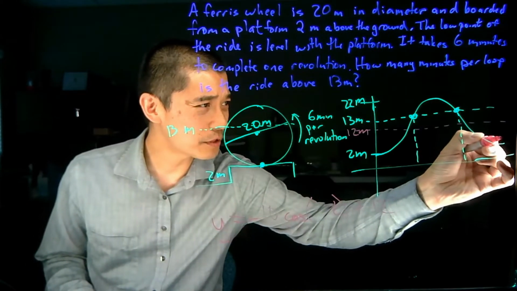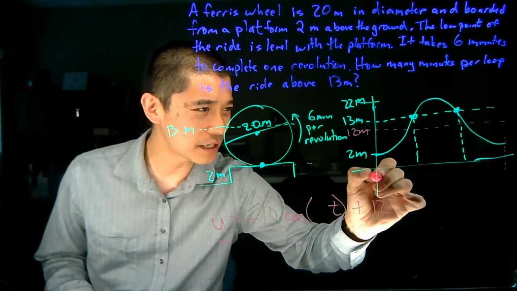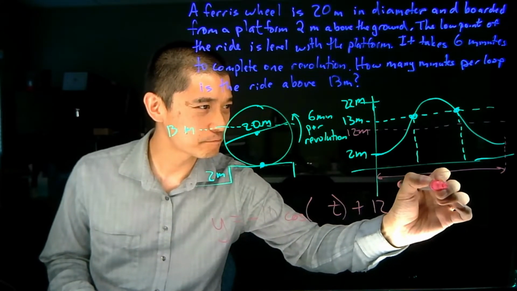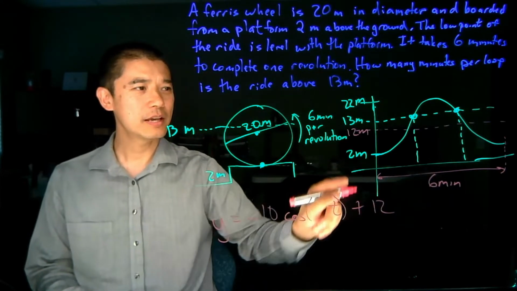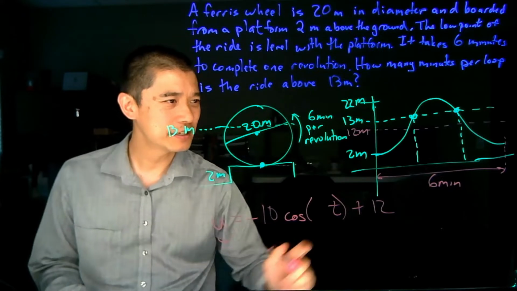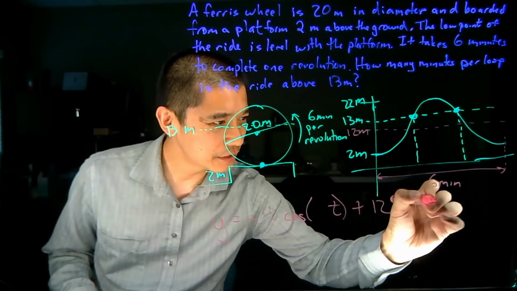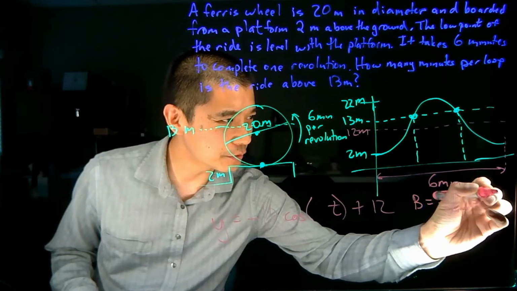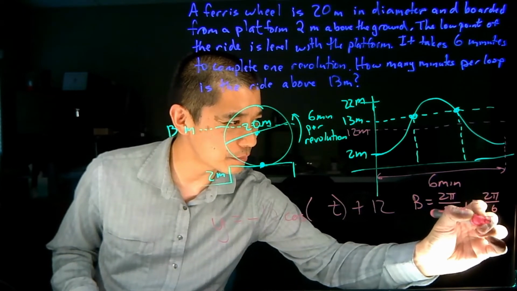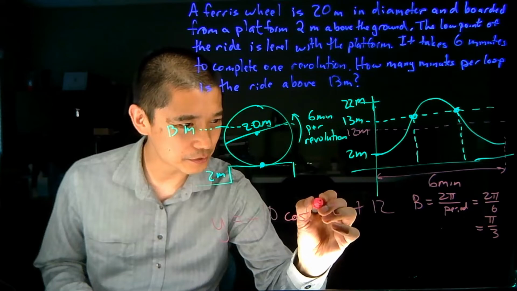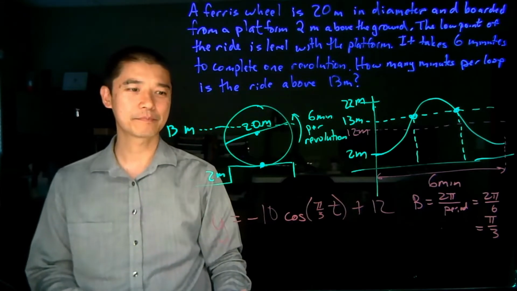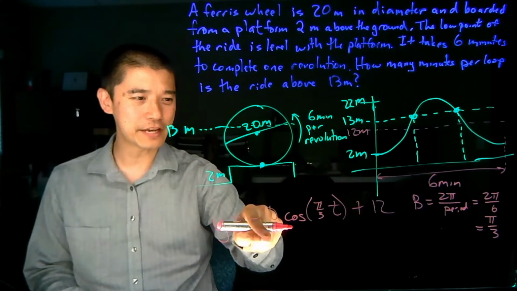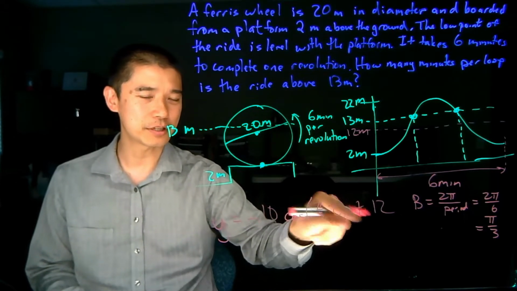So in this problem, what is the period? How long does it take to go around one full loop? Well, 6 minutes. And so that is our period. Our b value is 2 pi over the period, which would be 2 pi over 6, which reduces to pi over 3. So pi over 3t. The model of the height of the rider is y equals negative 10 cosine pi over 3t plus 12.